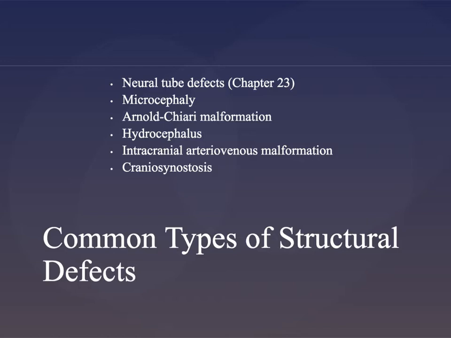So, structural defects. These are some of the main structural defects that we see. Neurotube defects, microcephaly, anencephaly, Arnold-Chiari malformation, hydrocephalus, intracranial arteriovenous malformation, and craniostenosis. We are going to discuss the neurotube defects, and not microcephaly, anencephaly, and then hydrocephalus.